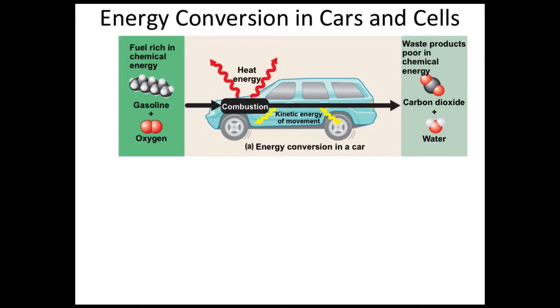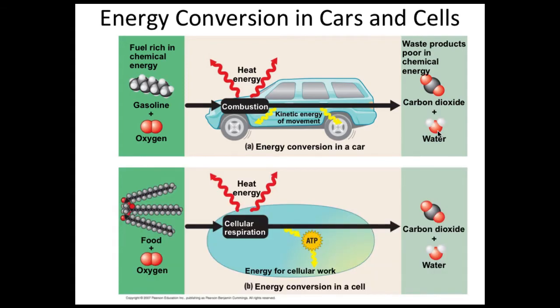To help us understand how energy gets converted in living cells, we can use the car as an example. We put gasoline in our car. That's the fuel source. That's the energy source. And then oxygen travels in through the front end of our car, through the grill. That oxygen goes into the engine. And the combustion reaction, which powers the car, which provides kinetic energy of movement for our wheels, is going to have heat energy lost as a byproduct. And we're going to have carbon dioxide and water drip out of our tailpipe, right? All of these waste products are going to be poor in chemical energy.